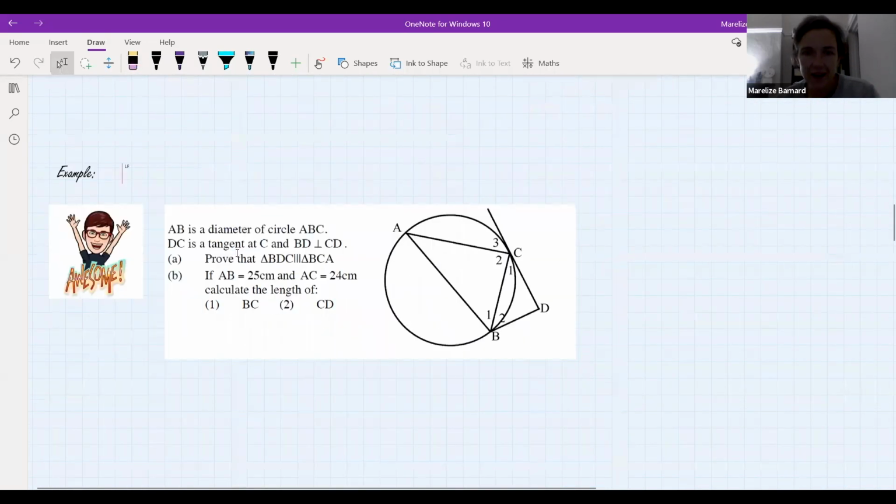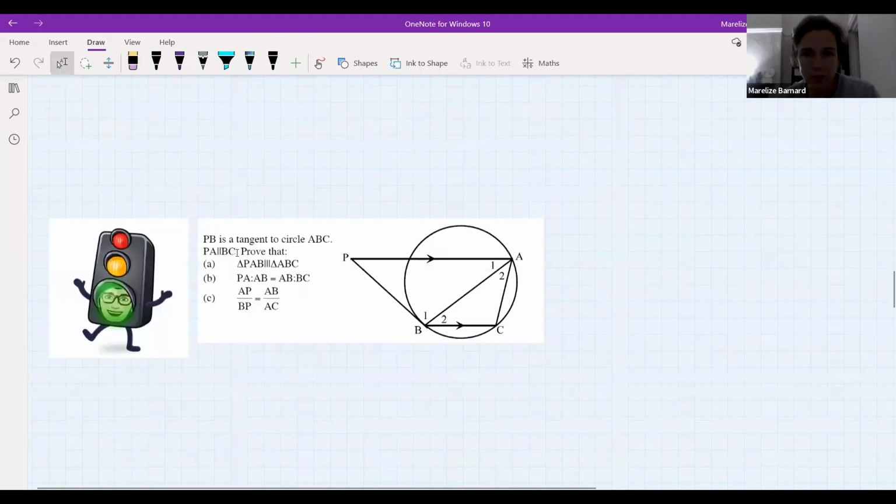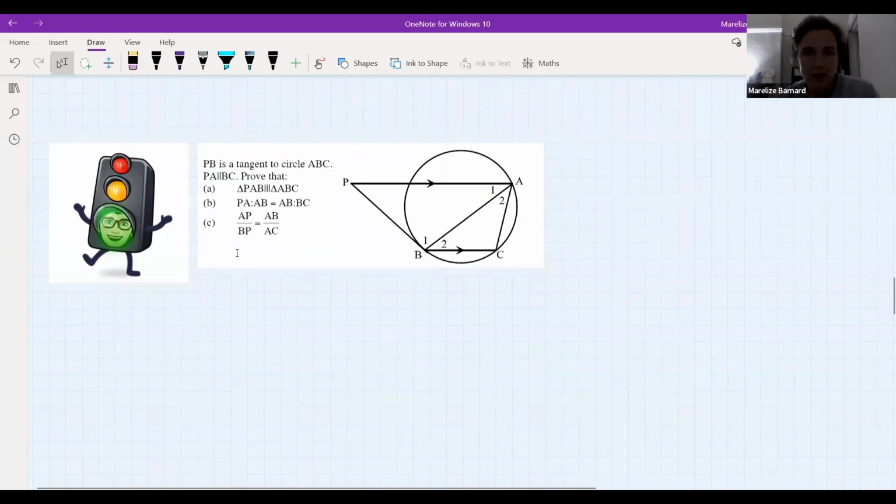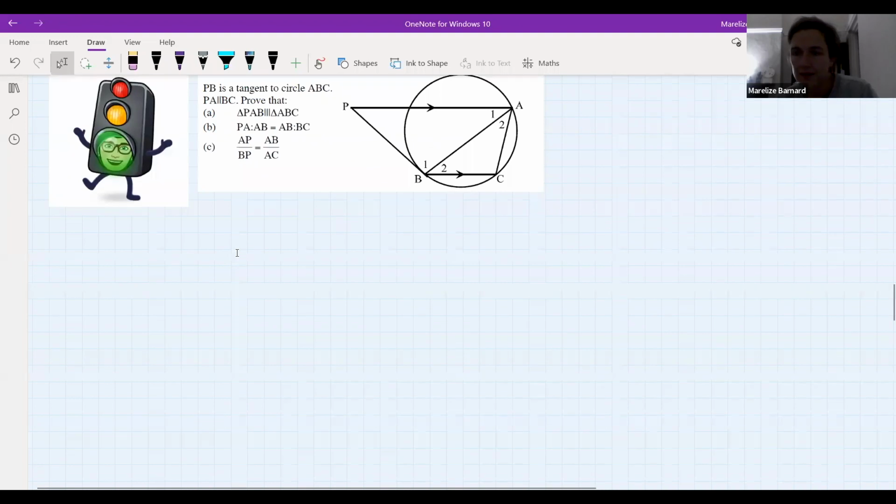Okay, I'm going to skip that one. Let's do this one, guys. Again, I'm going to give you a few minutes to look at it and to orientate yourself with the question. See if you can do the similarity. And also, let's do some marks with that one.